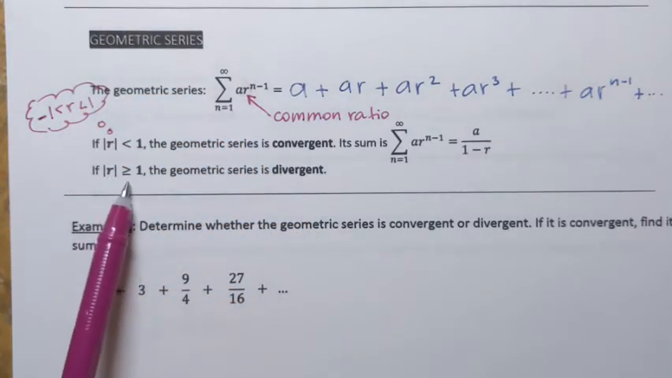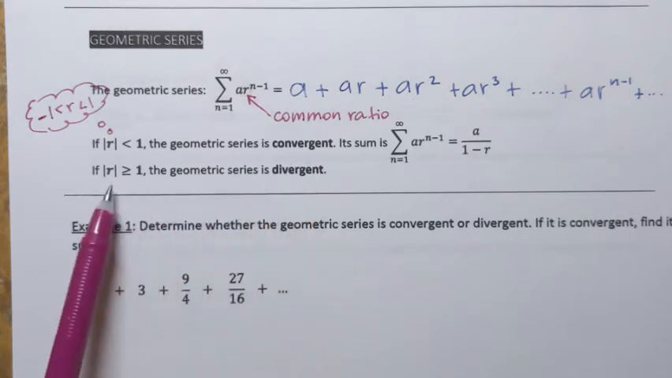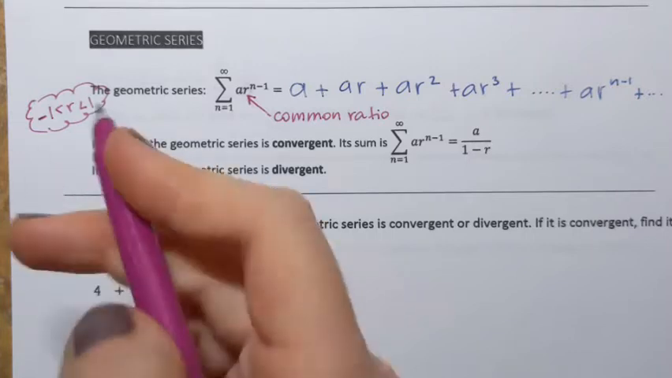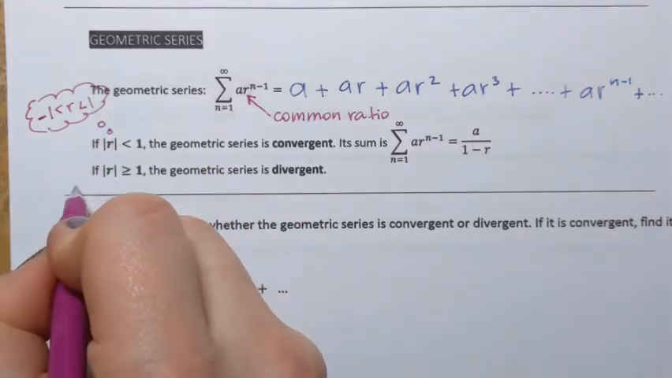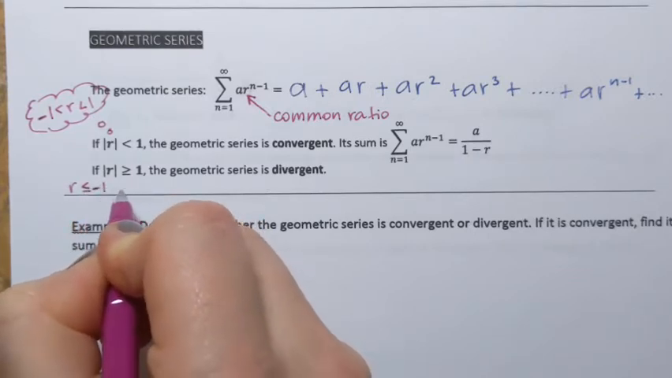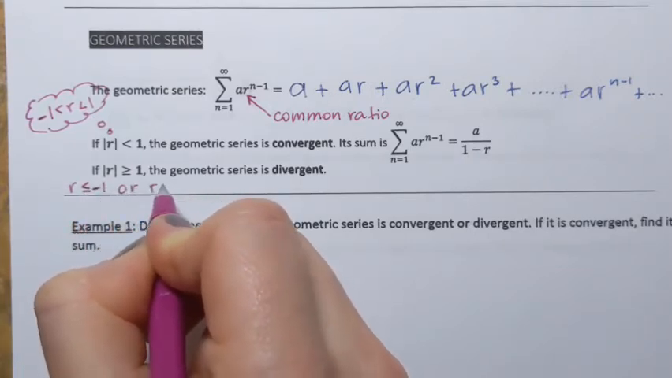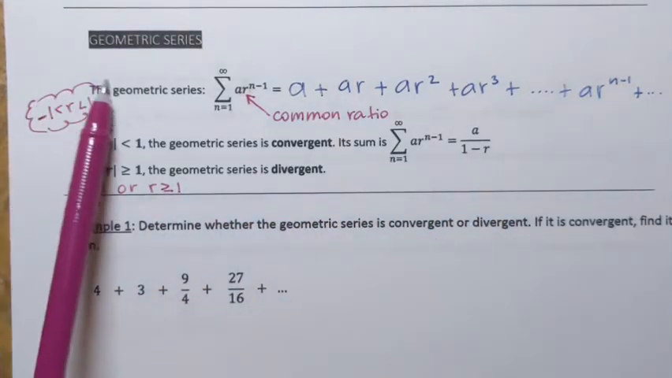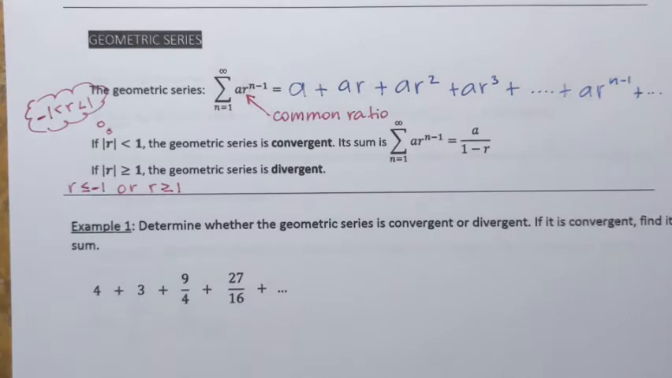And then the geometric series is divergent if the absolute value of r is greater than or equal to 1. If I expand that, then it means that r is less than or equal to -1, or r is greater than or equal to +1. So everywhere outside of this interval. And that's how we determine convergence or divergence.